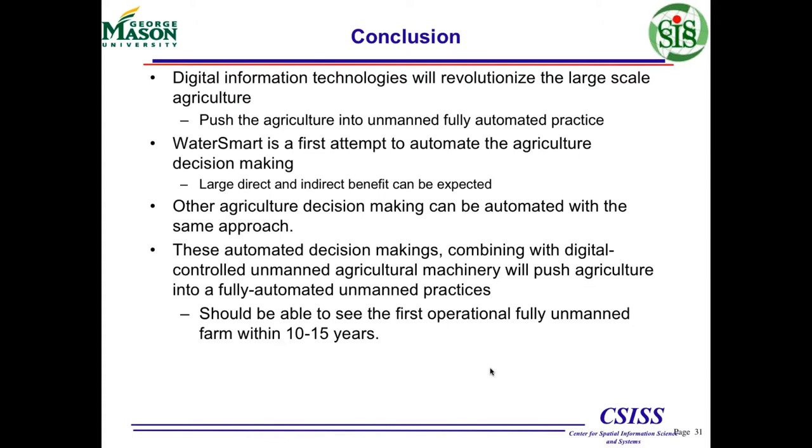So basically, I think the machine learning and AI and big data, combined with high performance computing, will change the agricultural landscape and make fully automated farming possible. And we will see this kind of operation or prototyping within 10 to 15 years.